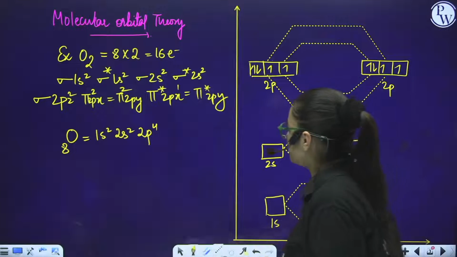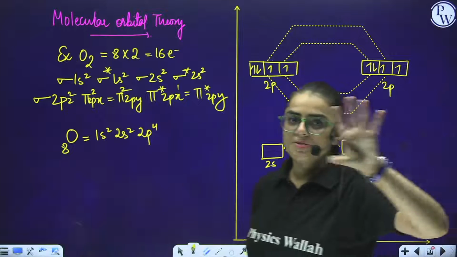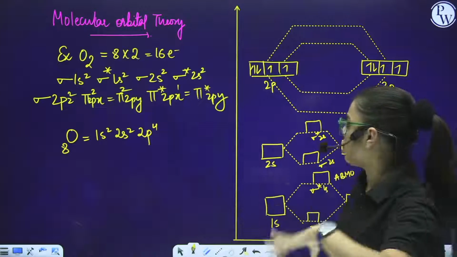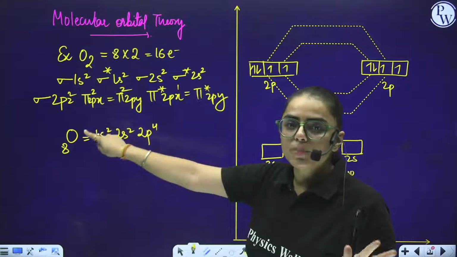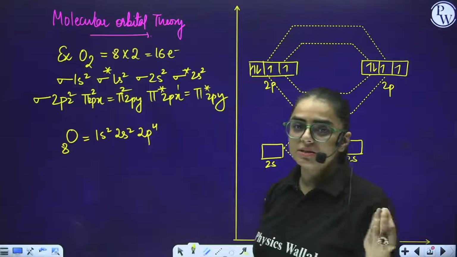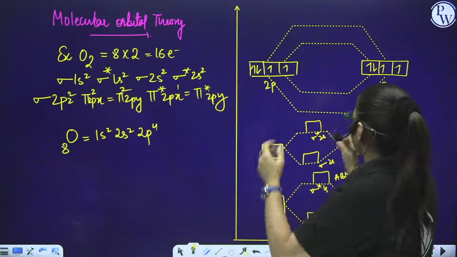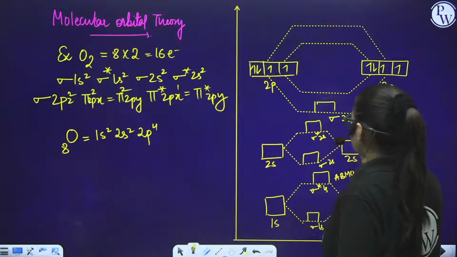See students, 3p and 3p, that means 6 orbitals are combining. So 6 molecular orbitals will be formed. Initial one will be sigma 2pz. It has a lower energy than the pi 2px and pi 2py. This is in the case when we have electrons more than 14. So this is your sigma 2pz.